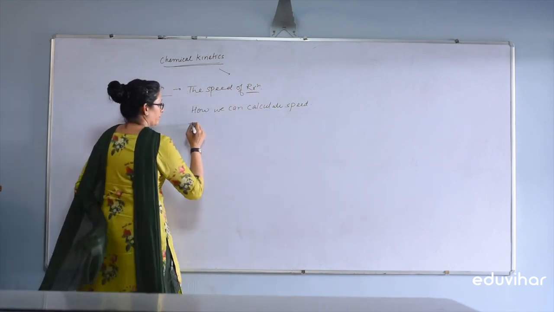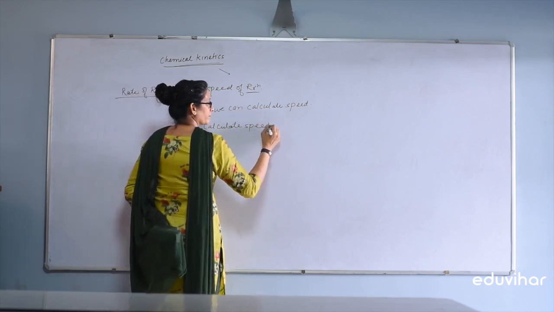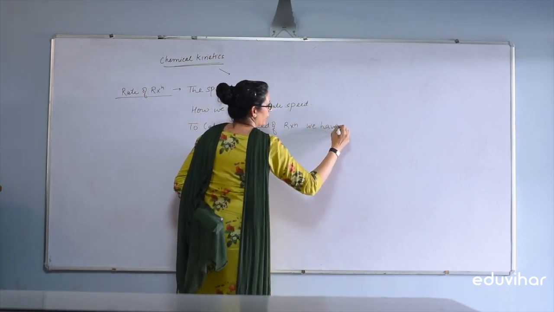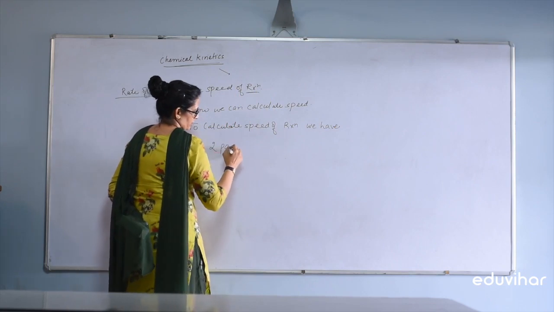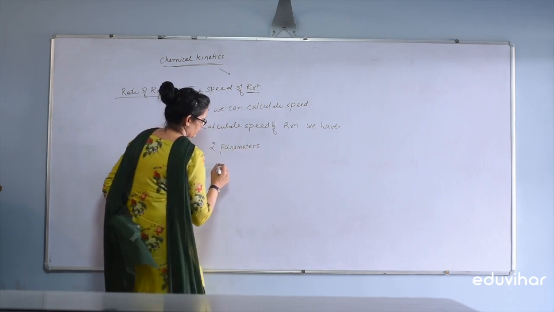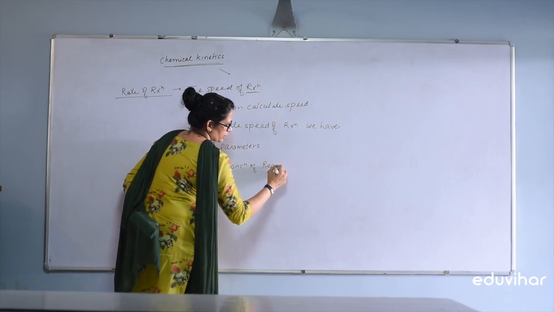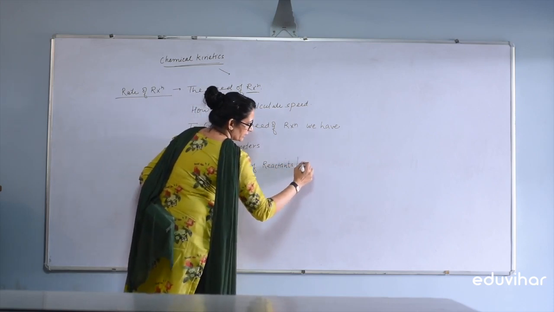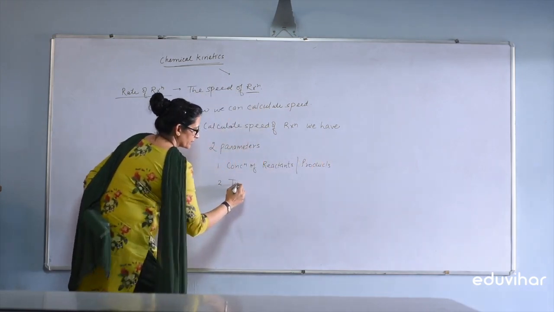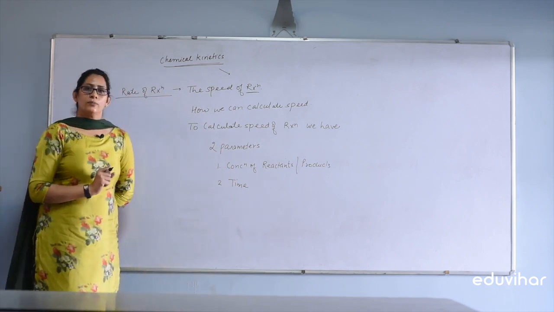To calculate the speed of reaction, we have two parameters. First is concentration, that can be of reactant or that can be of products. Second thing is time. By these we can calculate the speed of reaction.